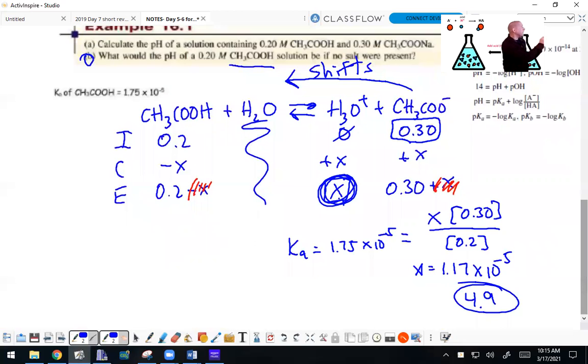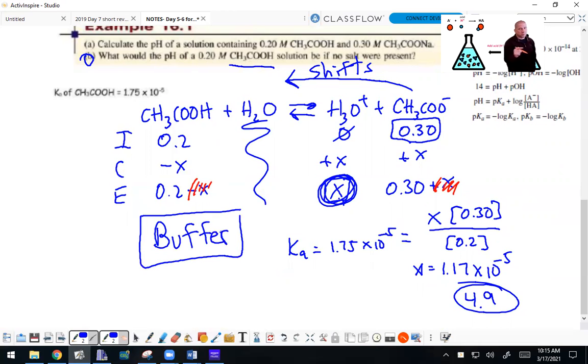Now we are forming a buffer solution. So what is a definition of a buffer solution? We already know the definition in terms of it resists changes in pH. But what it is: a weak acid or base with its conjugate.